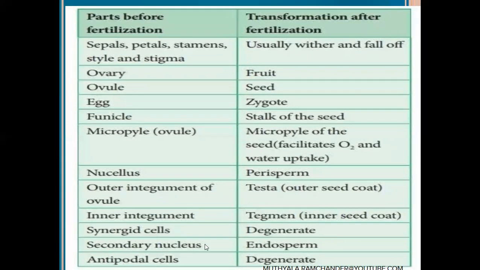The synergids degenerate. The secondary nucleus converts into endosperm. The antipodals degenerate. After fertilization in the ovule, in the pistil, we identify the zygote. It converts into the embryo, and the PEN, primary endosperm nucleus, converts into endosperm. These are the post-fertilization events in angiosperms.